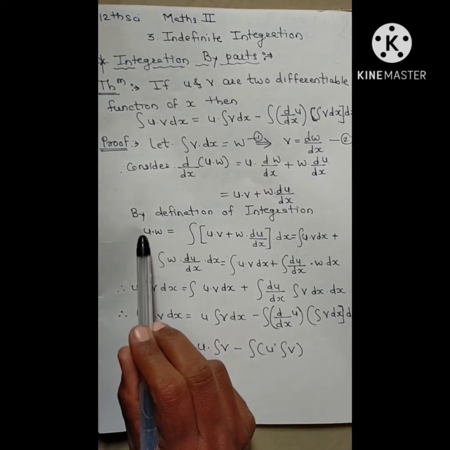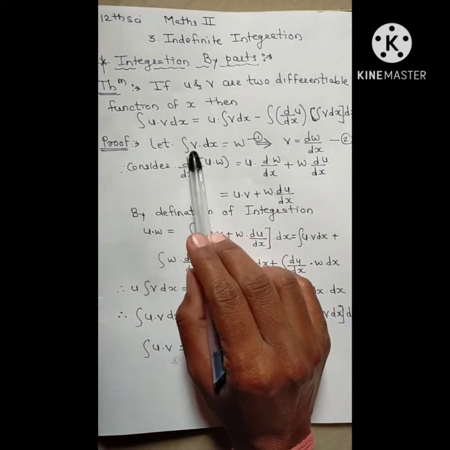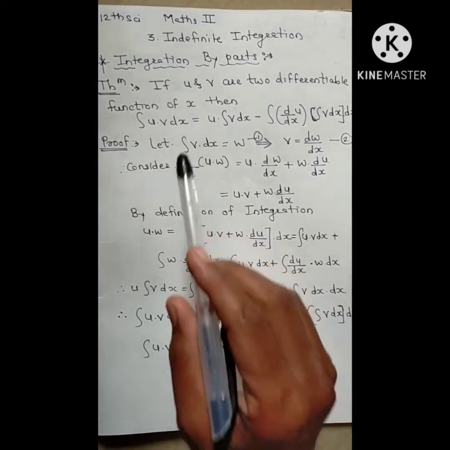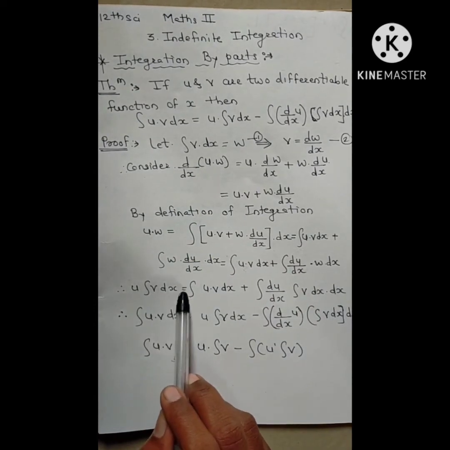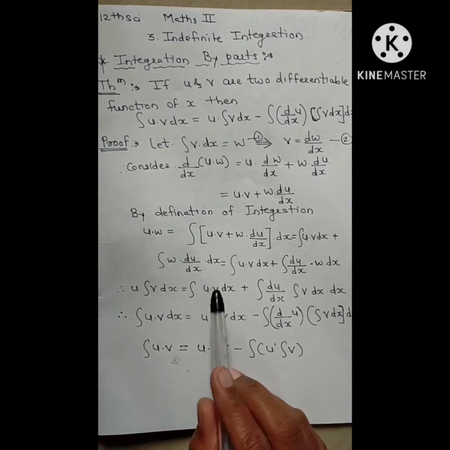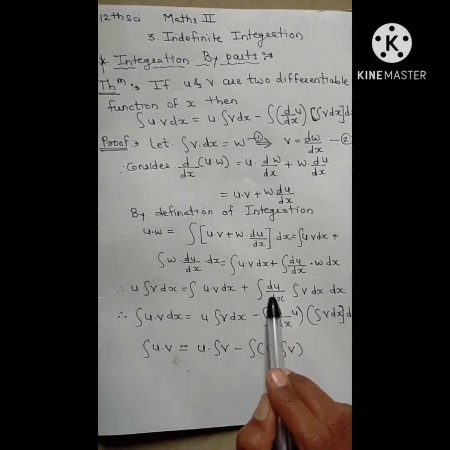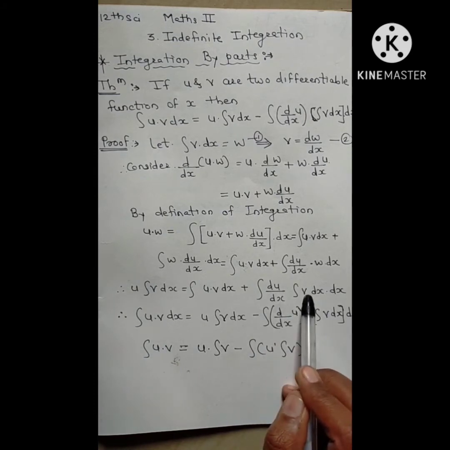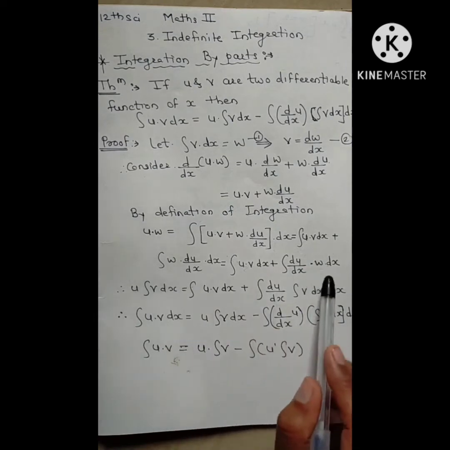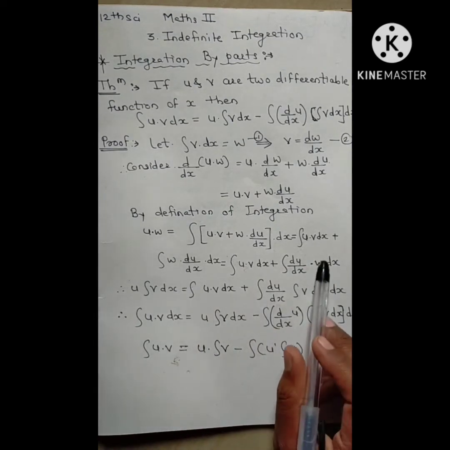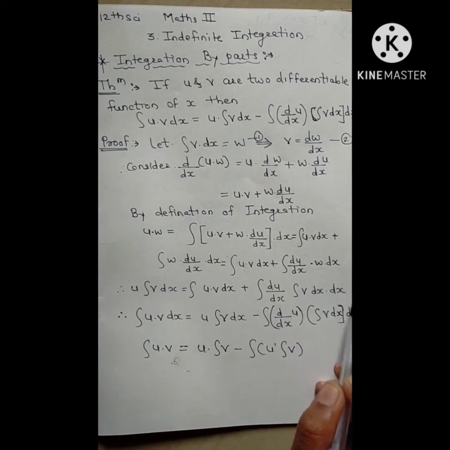Now u as it is and we know the value of w, which is integration of v dx. Substituting this value, we get u into integration v dx, which is equal to integration u into v dx plus integration du by dx into the value of this w. Substitute the value of w on both sides. Therefore w is integration v dx into dx.